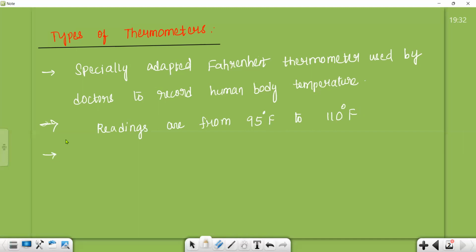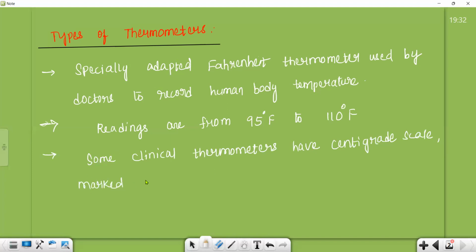Some clinical thermometers also have a centigrade scale. It is marked between 35 degrees Celsius and 43 degrees Celsius. Because if you consider the normal body temperature in Celsius, you cannot find it below 37 degrees.